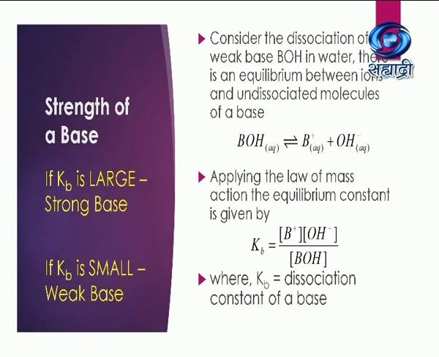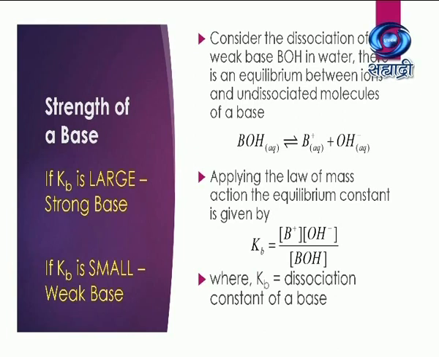Similarly, strength of a base. Consider now a general weak base as BOH. Let us dissolve that in water and consider that dissociation. So BOH aqueous reversibly gives B plus aqueous plus OH minus aqueous. Now apply the law of mass action, you will end up with the equilibrium constant Kb now. It is called the dissociation constant of a base. So Kb is equal to active mass of B plus into active mass of OH minus upon active mass of BOH.